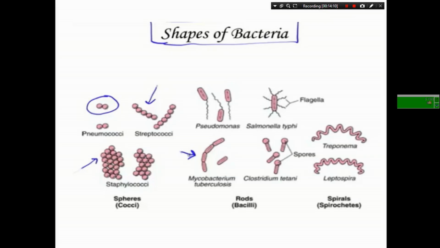And another one is Vibrio cholerae, and syphilis bacteria are spiral shaped. Treponema pallidum is a bacterium that can cause syphilis. Syphilis is a sexually transmitted disease found in males and females. This is all about the shapes of bacteria.